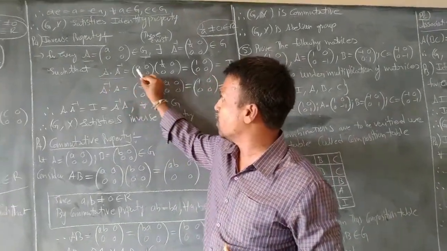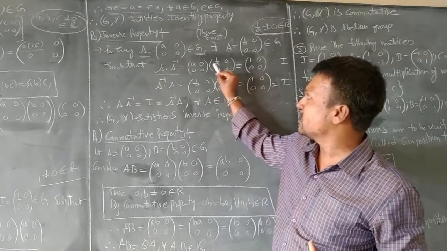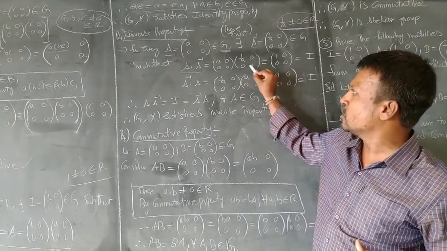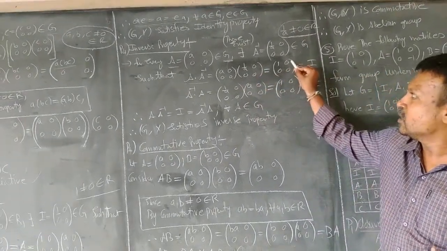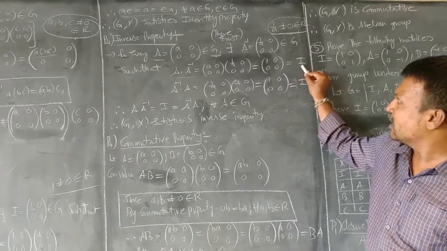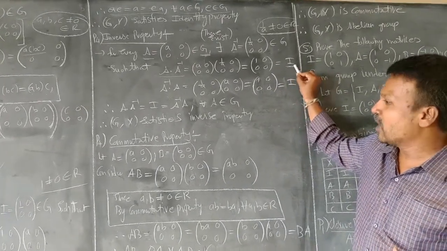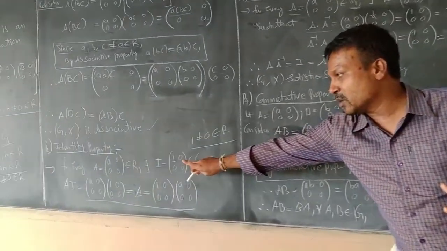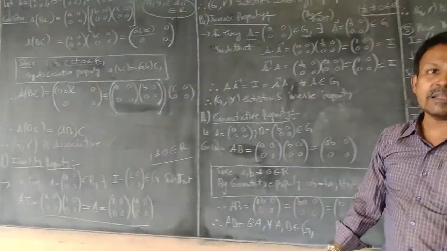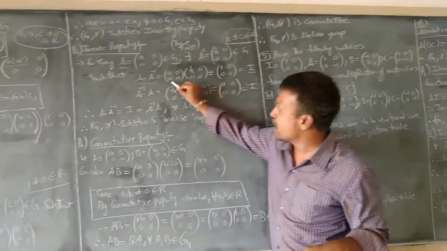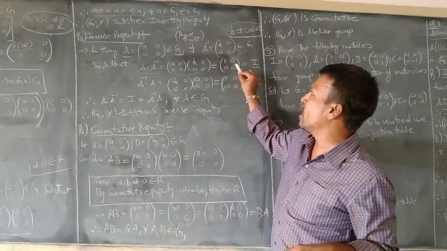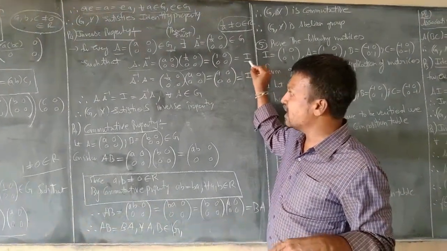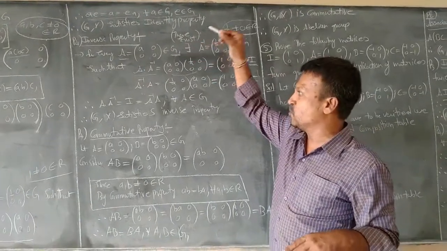A into A inverse is equal to [a 0; 0 0], and its inverse is [1/a 0; 0 0]. It gives [1 0; 0 0]. Here, it is written as I. Why? Because in the previous property itself, we have declared that capital I equal to [1 0; 0 0] is the identity matrix. Therefore, if we multiply these two matrices, definitely we are getting capital I, which is the identity matrix in this set of matrices G.